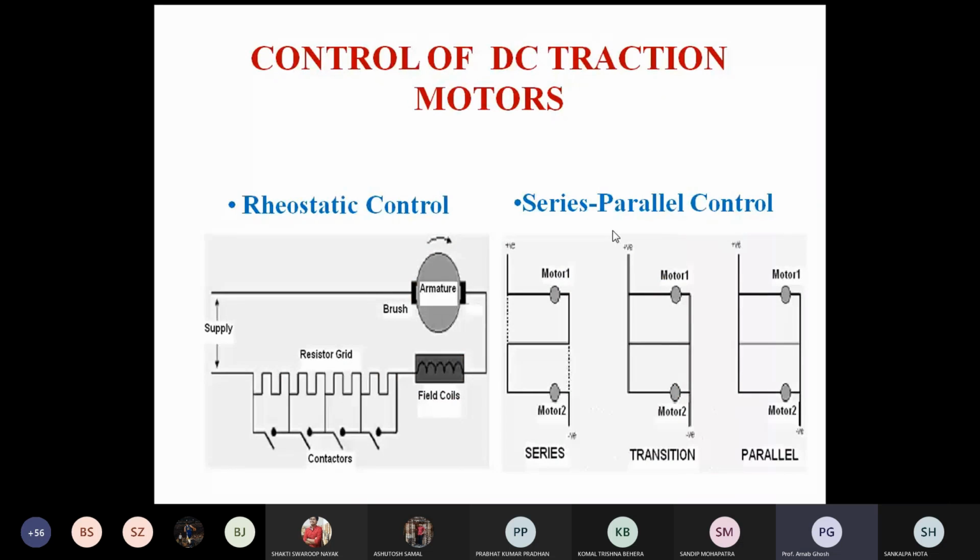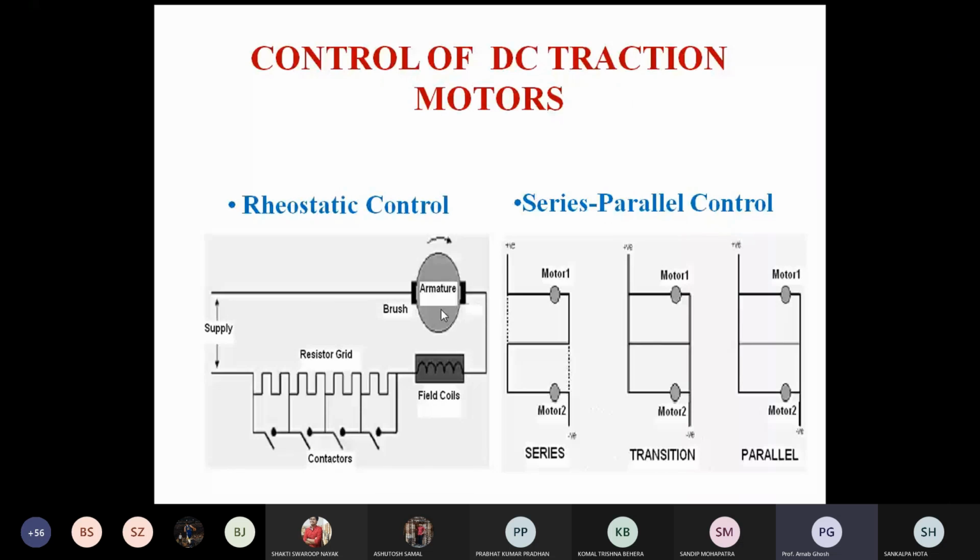One is called rheostatic control, which is normally used for rheostatic braking, meaning dynamic braking. The rheostatic grid line means contacts are there, and those are all variable resistance, directly connected in series with your armature, and the field coil is also connected in series with your armature.